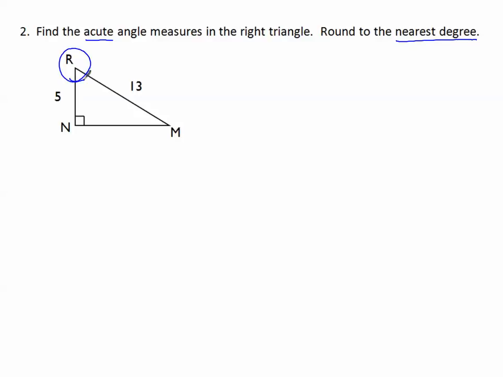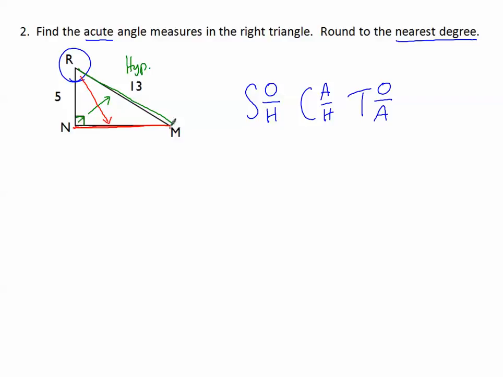Okay, now I know I'm using trig, so let's write SOH CAH TOA on our paper. Let's label our sides. Right angle points to hypotenuse. This side is hypotenuse. Opposite from R is the side that doesn't use an R, NM, opposite. And adjacent is the one touching R. That one is adjacent.